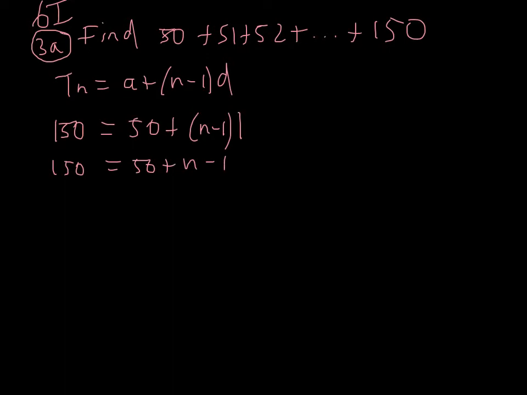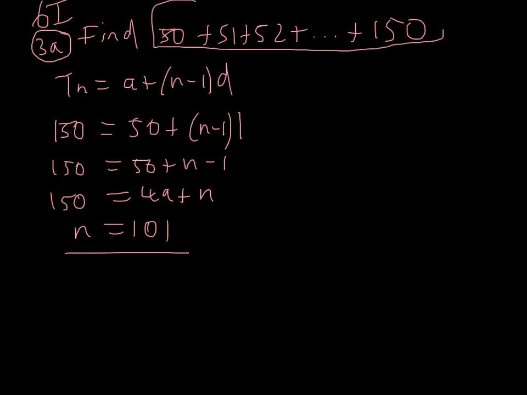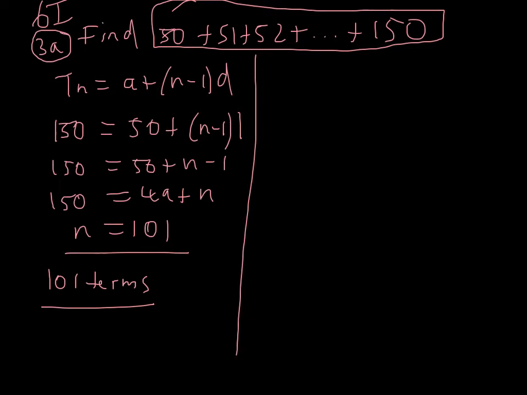So 150 equals 49 plus n. So n equals 101. So what that means is, in this arithmetic series, there are 101 terms. Now that we know there are 101 terms, we know the number of terms, we can actually find out the sum of these 101 terms.